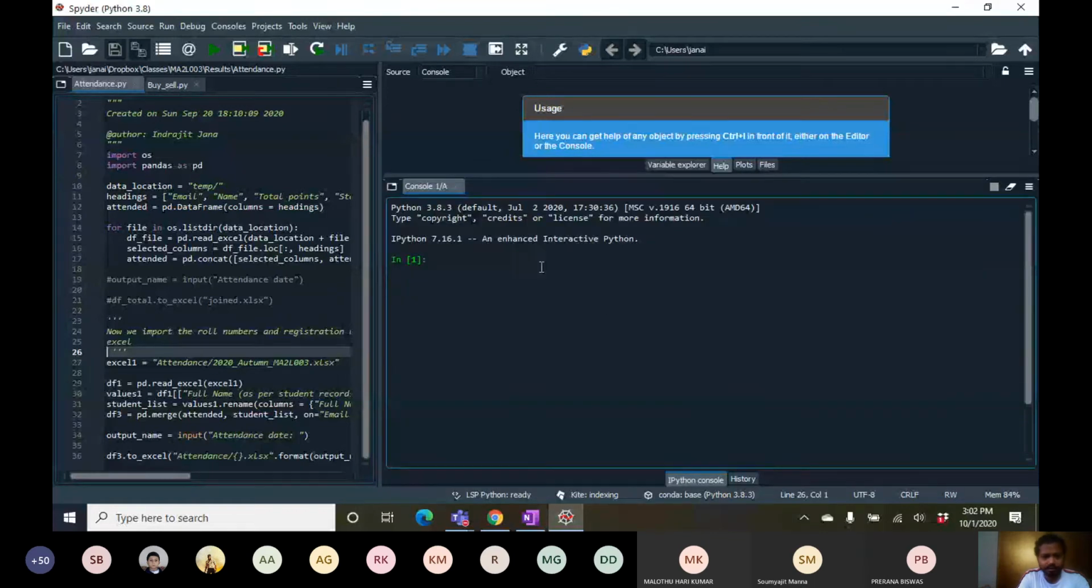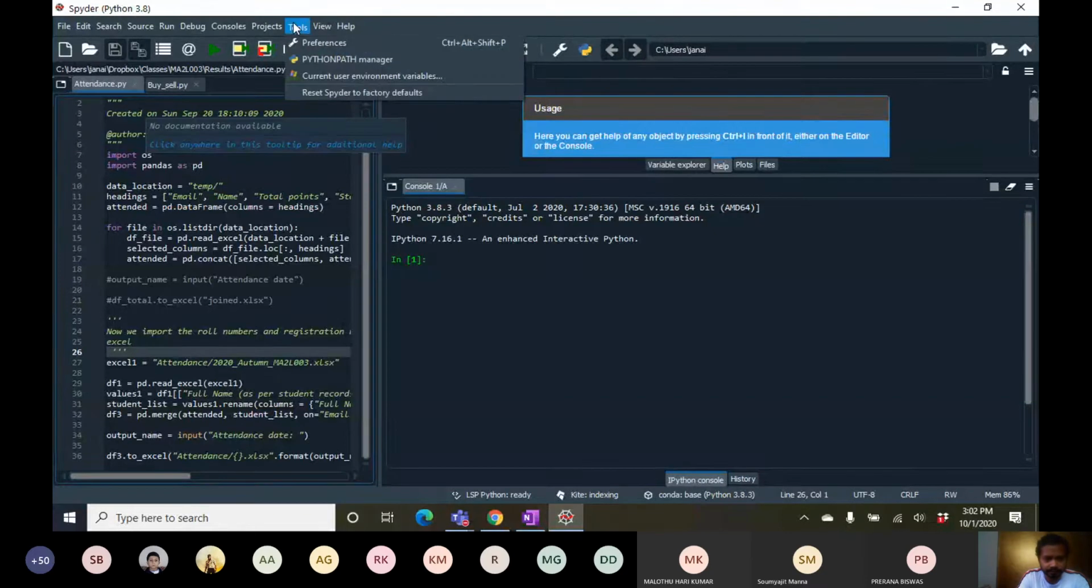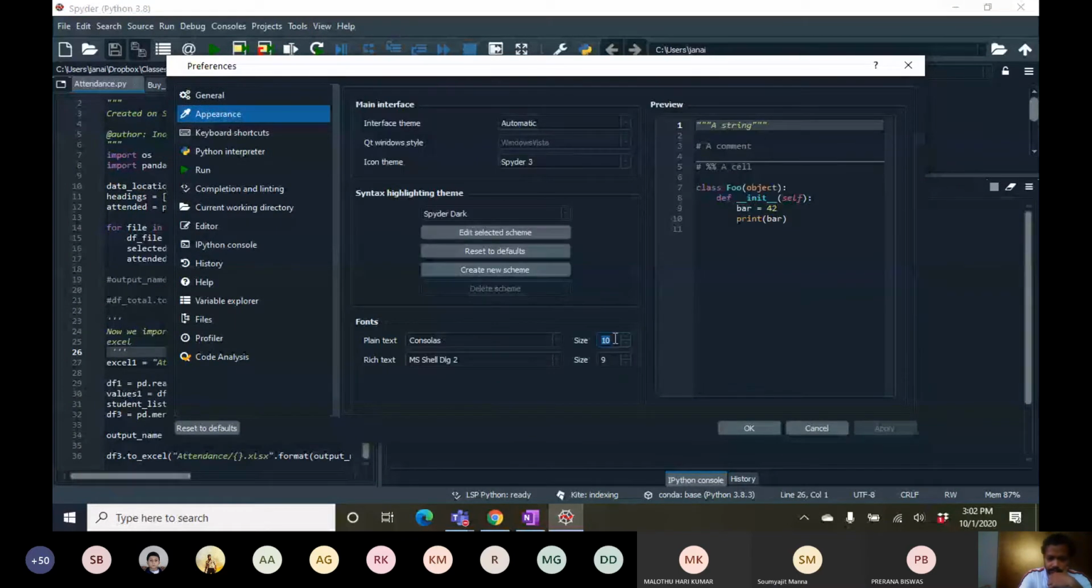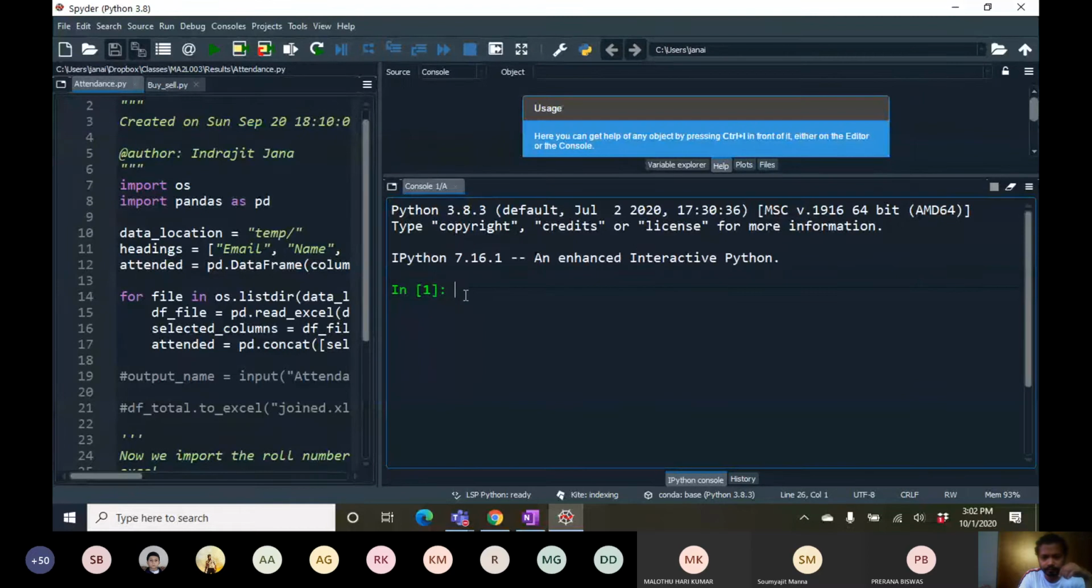Okay, can you see the screen now, the Spyder Python thing? Yes, sir. Let me increase the font a little bit. Okay. All right, so let's see if it is working.